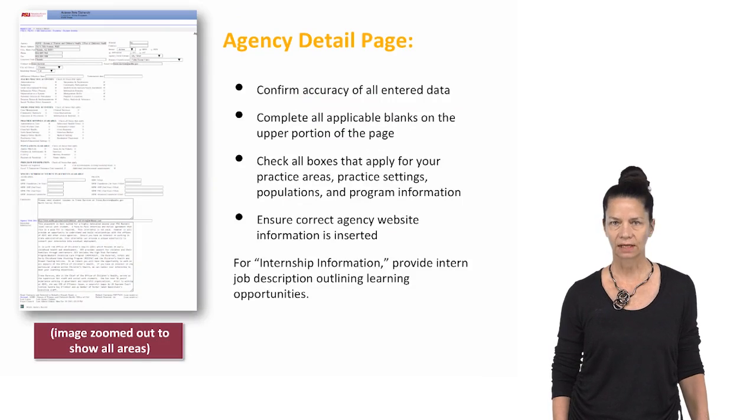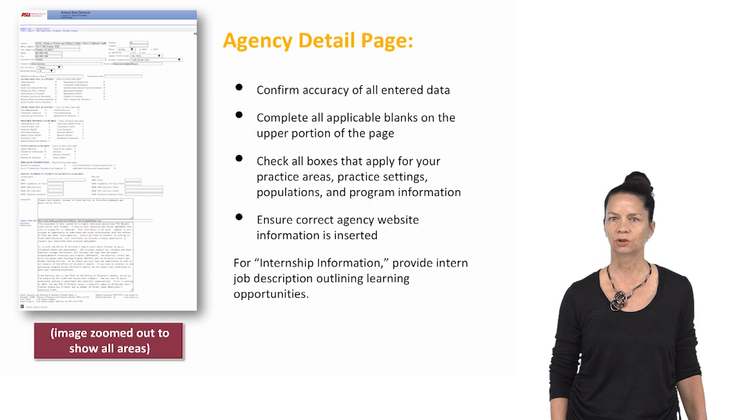If you are the point of contact for your agency, you will have access to the Agency Detail page. You can access the Agency Detail page through the tab below the blue title bar. The page will have information filled in. It's your responsibility to confirm that all of the data is up to date and accurate. As students use the IPT system to search for potential internship opportunities, it is important to ensure that it reflects the experience that you will be providing and the expectations you will have for your students.